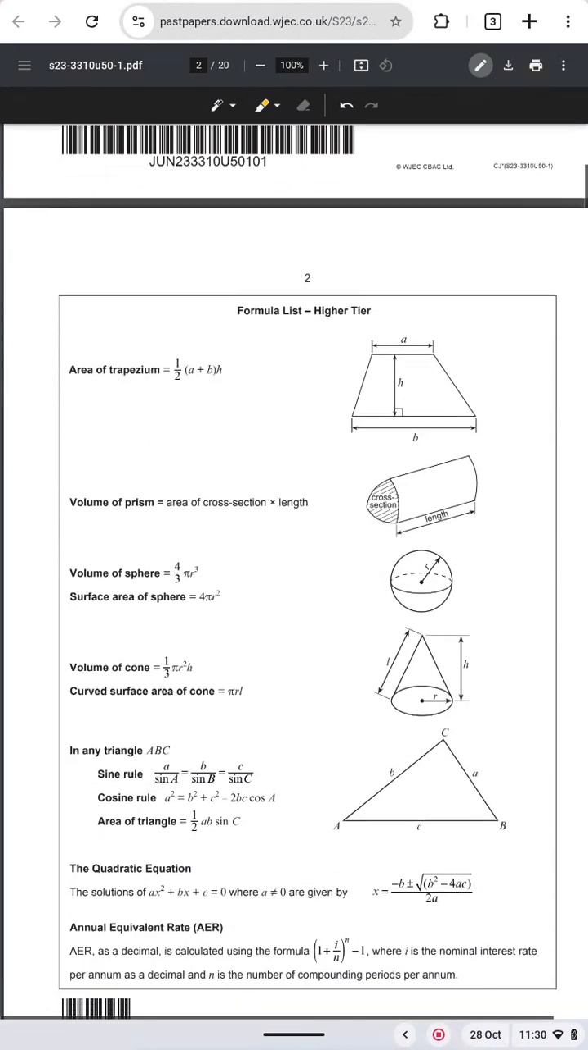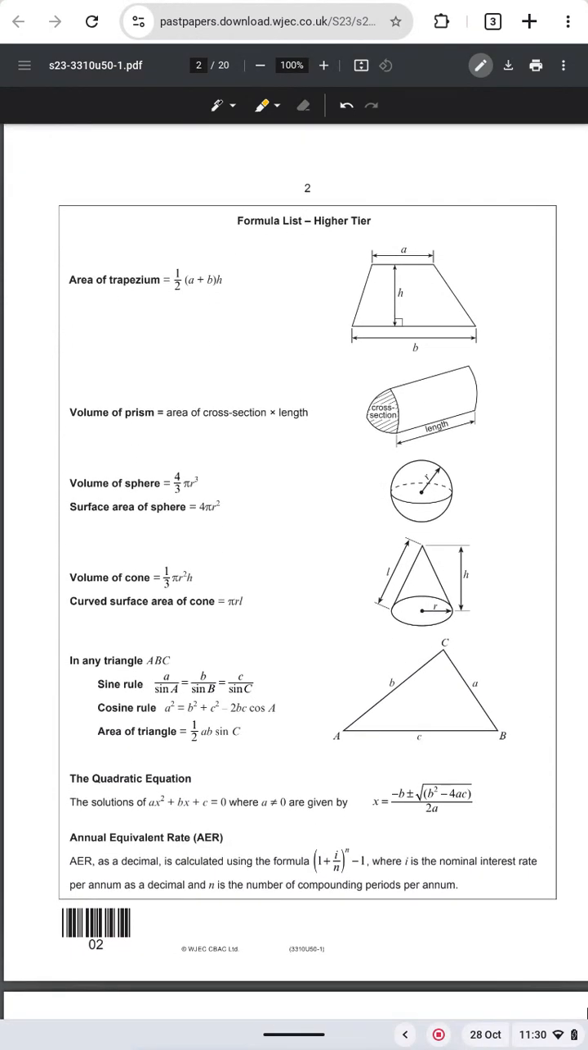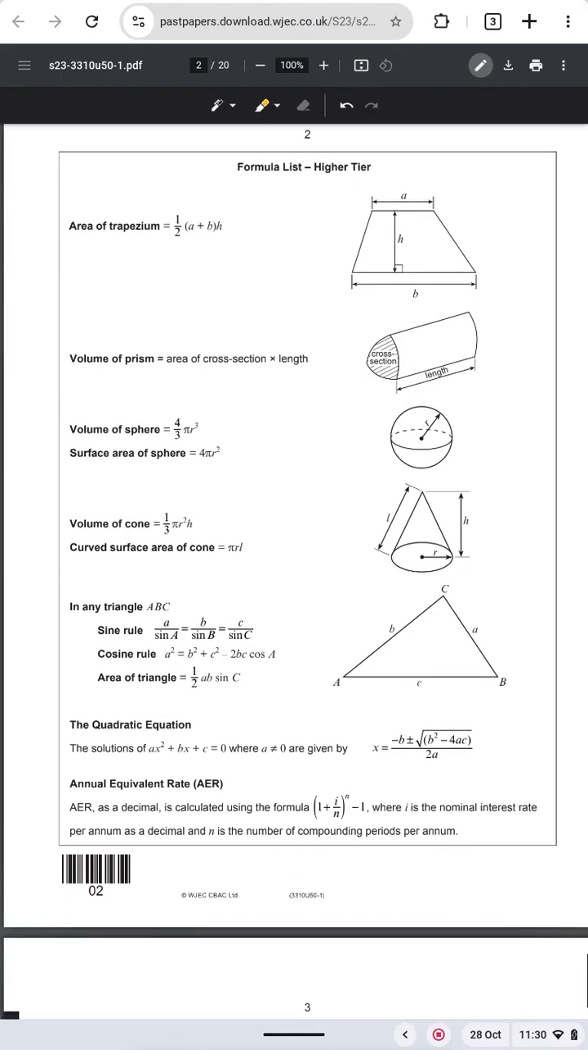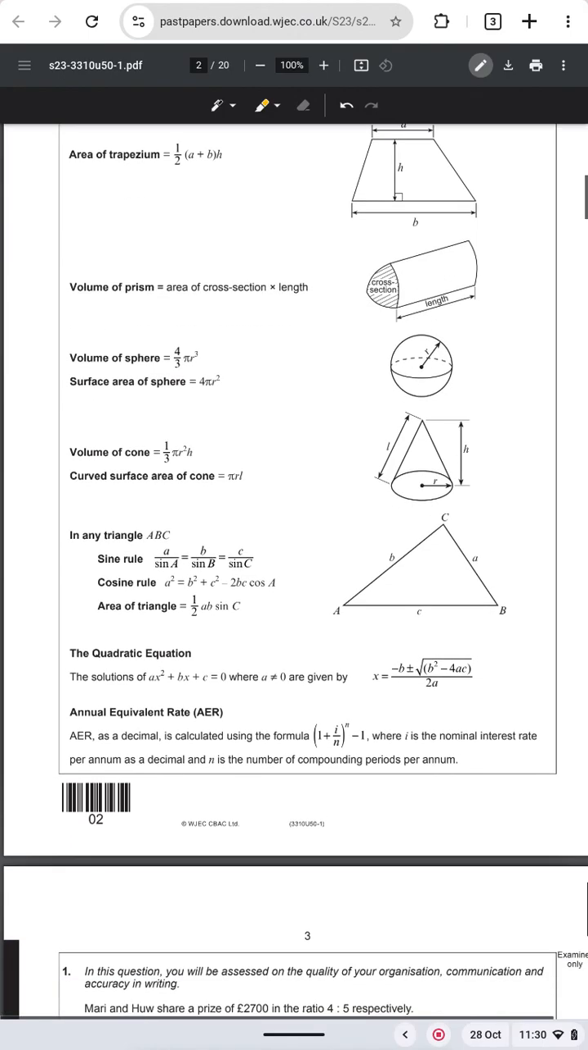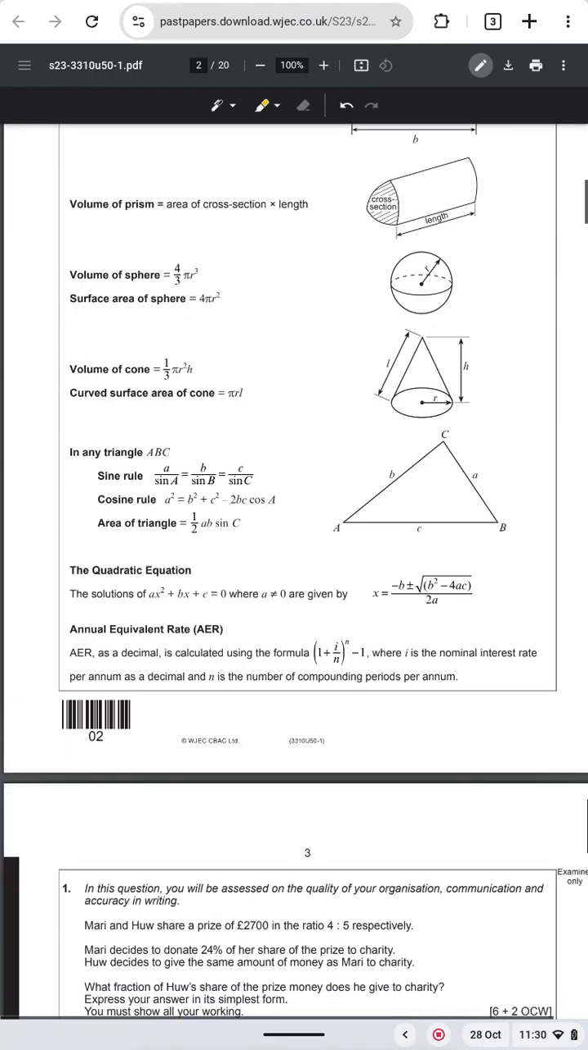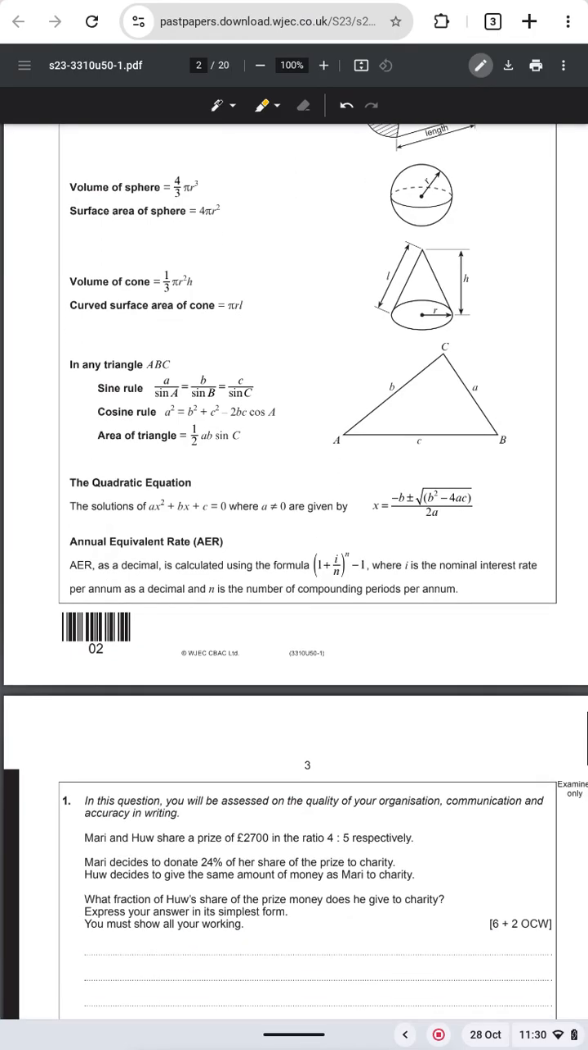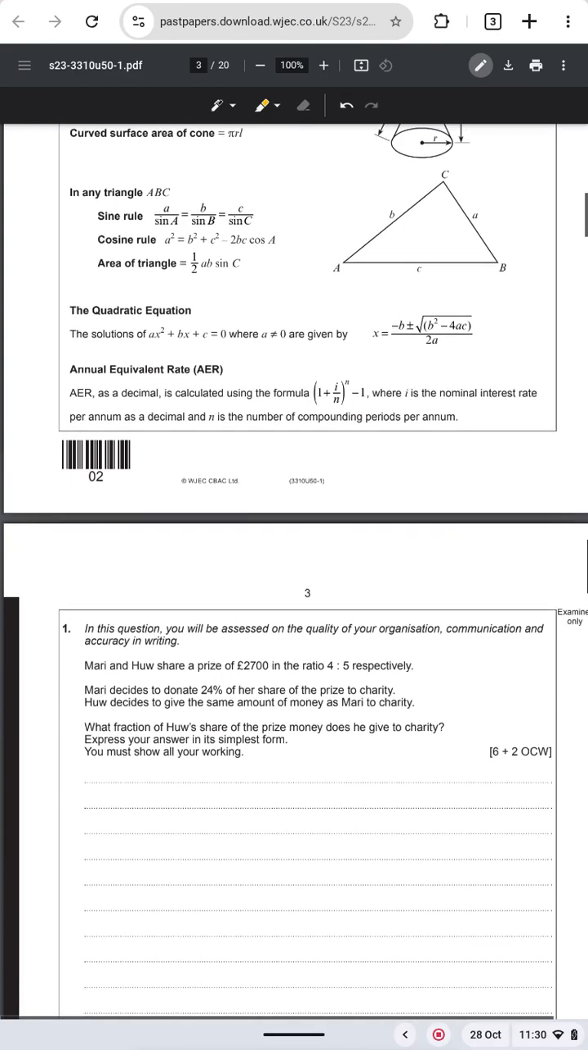As usual, we have the formula list. So we have area of a trapezium, volume of a prism, some volume and surface areas of spheres, volume and surface areas of cones, the sine, cosine, and area of the triangle calculations for non-right angled triangles, the quadratic equation, and the annual equivalent AER.